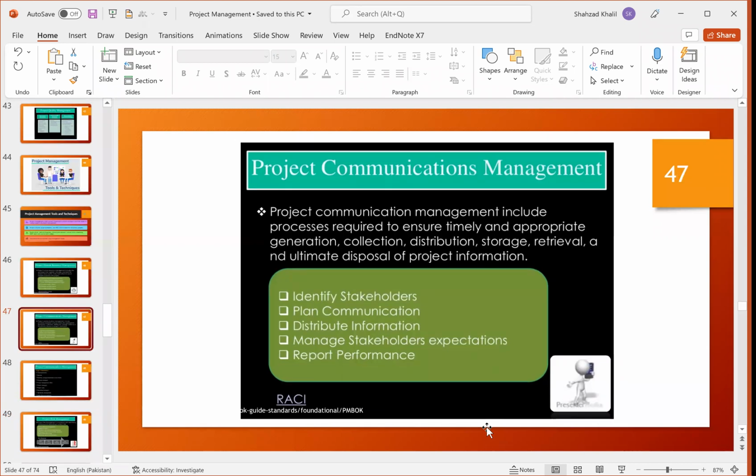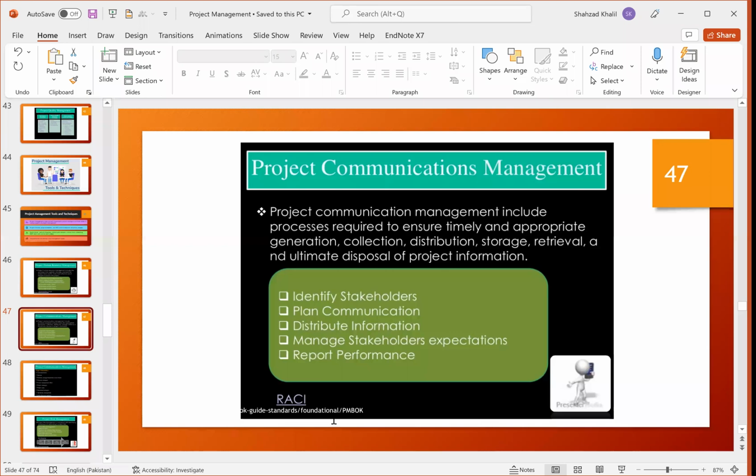Then the project communication management. Project communication management includes processes required to ensure timely and appropriate generation, collection, distribution, storage, retrieval, and ultimate disposal of project information. Identify stakeholders, plan communication, distribute information, manage stakeholder expectations, and report performance.